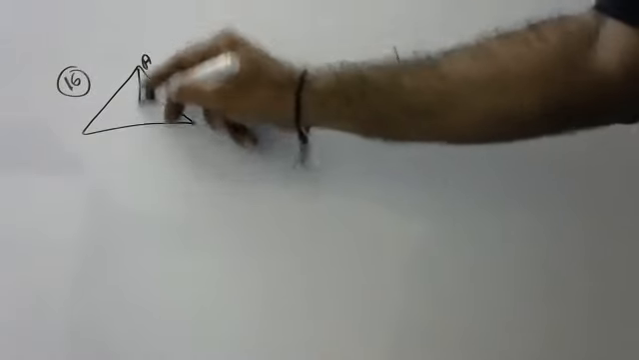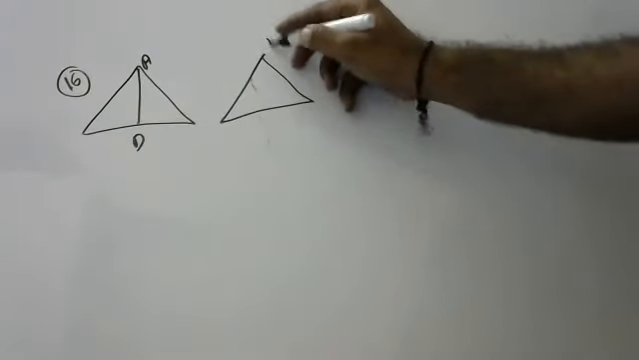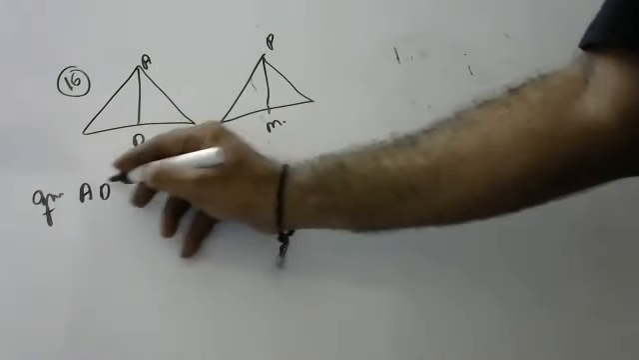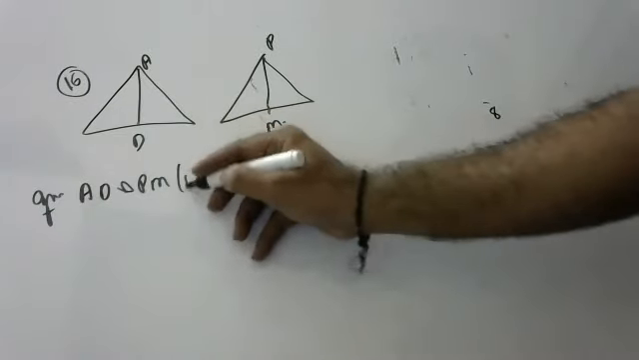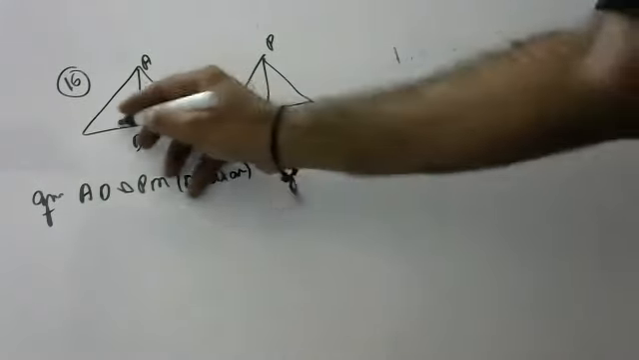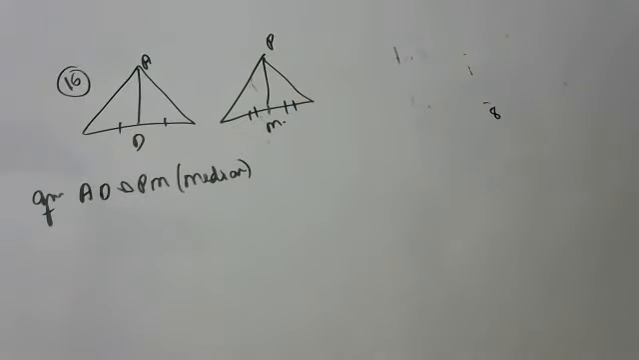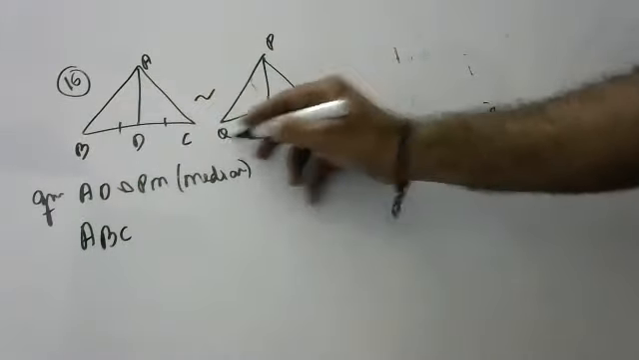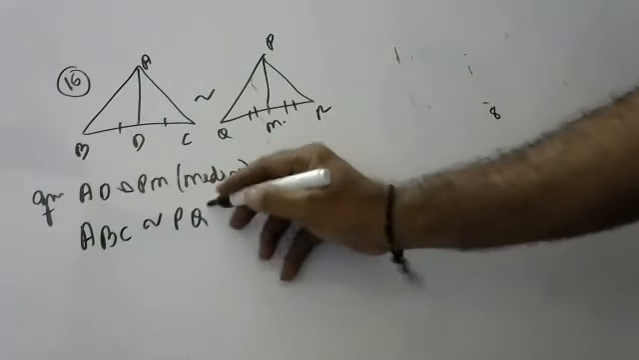Okay. Last sum for the day, children. 16th sum. What is the 16th sum? AD and PM are medians, children. Medians means what? Divides the base into equal halves. This and this are equal, this and this are equal. AD and PM are medians of triangles ABC and PQR respectively, and these both are similar. It says that ABC is similar to PQR.